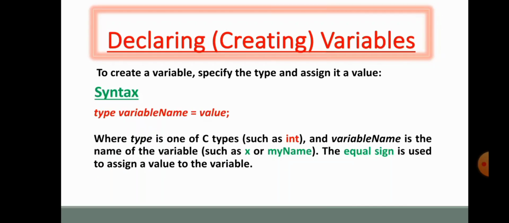A variable definition tells the compiler where and how much storage to create for the variable. To create a variable, specify the type and assign it a value. Syntax: type, that is also called data type, then variable name, then equals to, and then value, and at the last the terminator, that is semicolon, where type is one of the C types such as int, char, float, etc., and variable name is the name of the variable such as x or myName. The equal sign is used to assign a value to the variable.